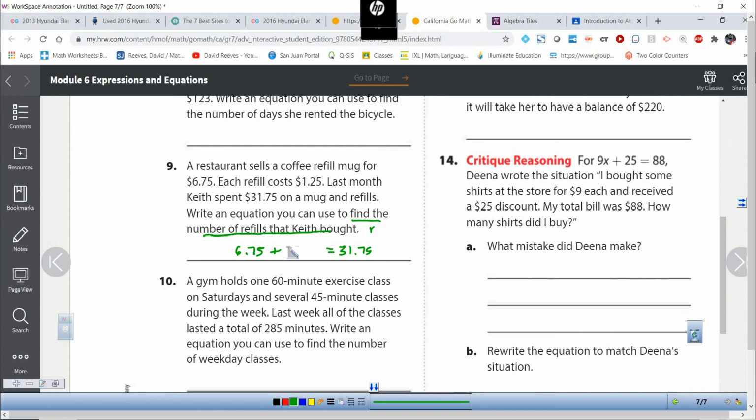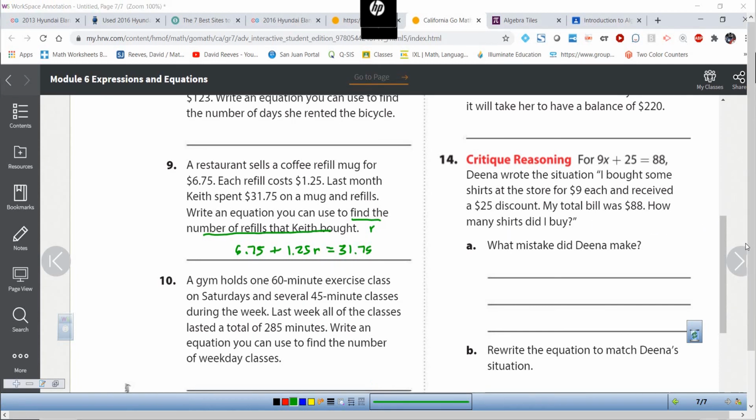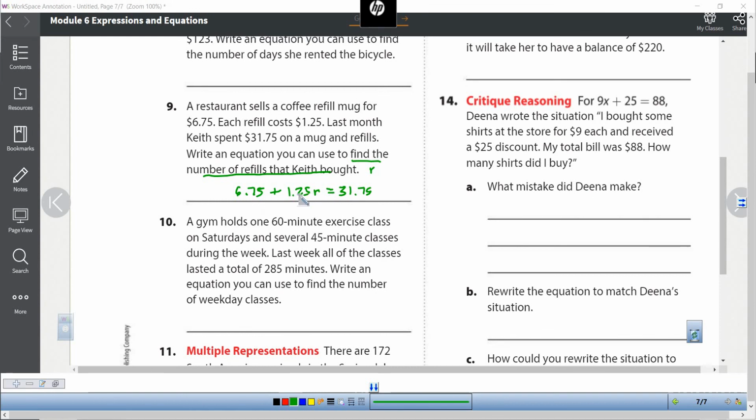All right, each refill is $1.25. How many refills did we get? We don't know. So that would be our equation right there. Again, there's our total, there's our one-time fee, there's our recurring cost, and that's how many times it recurs. And again, to solve it, I would subtract $6.75 and then divide by $1.25.